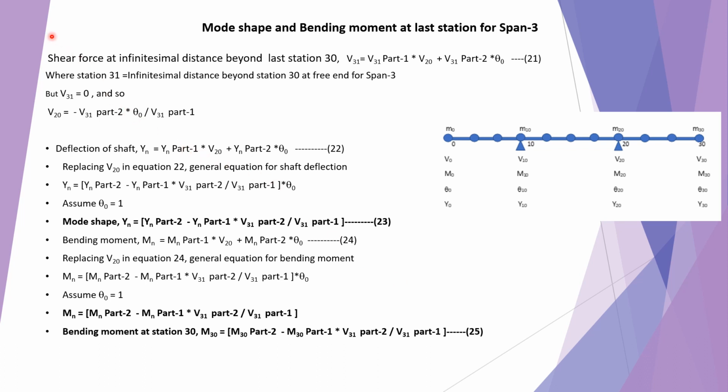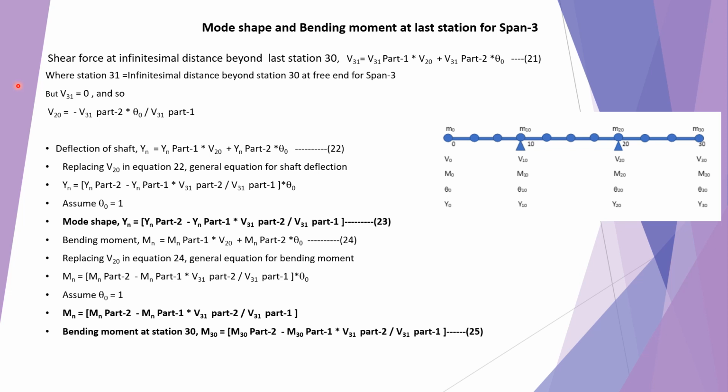Now the mode shape and bending moment at the last station for span 3. So we have to know the mode shape of span 3 as well as the bending moment at the last station for span 3. In the same way, shear force at an infinitesimally small distance beyond the last station 30, that is 31. So V31 is equal to V31 part 1 into V20 plus V31 part 2 into theta 0. This is equation number 21, where station number 31 is an infinitesimally small distance beyond station 30 at the free end of span number 3. But V31 is 0, and so V20 is equal to minus V31 part 2 into theta 0 upon V31 part 1.